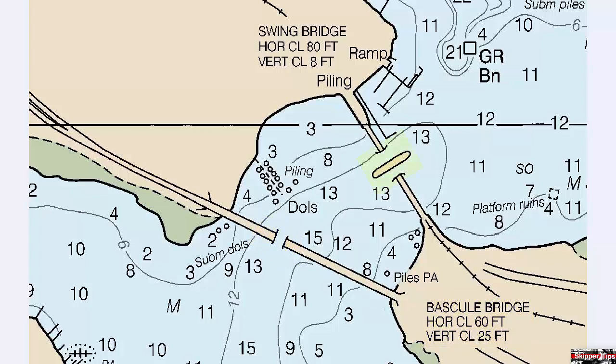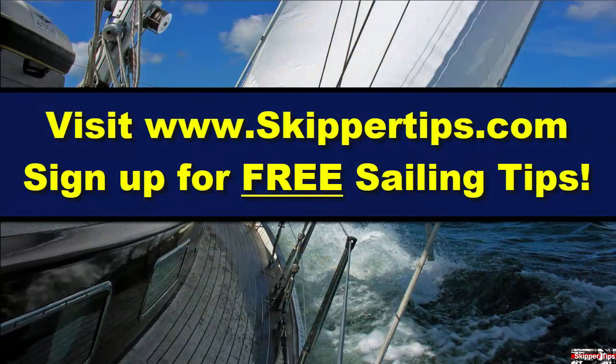To the north, you can see a swing bridge. This swing bridge has a center span that pivots perpendicular to the span to allow one-way traffic on each side. This swing bridge has a horizontal clearance of 80 feet and a vertical clearance of just 8 feet. Call the bridge tender on your radio or use an air horn or similar device to signal the bridge tender to request opening.